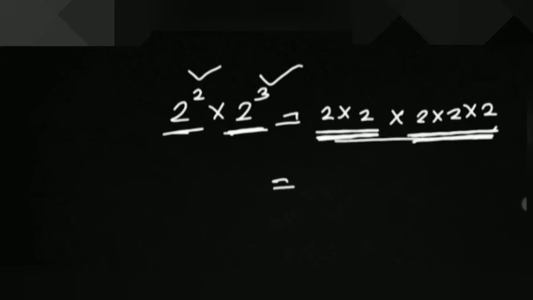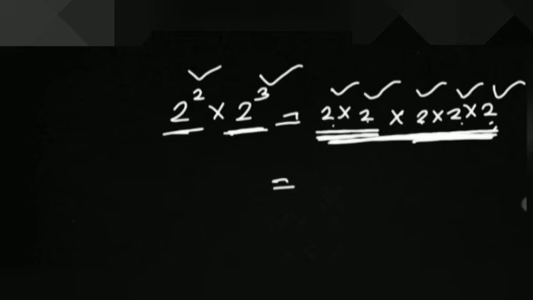So all together, how many 2's are there? 1, 2, 3, 4, 5. 5 2's are there: 2 into 2 into 2 into 2 into 2. 2 is multiplied how many times? Multiplied 5 times. So it is the product of 2 multiplied by itself 5 times.